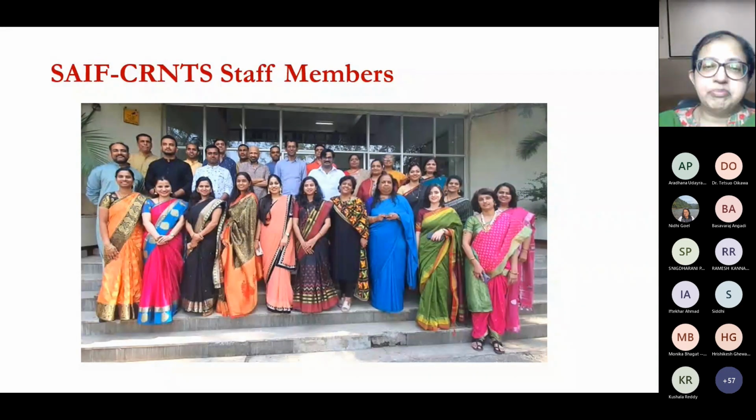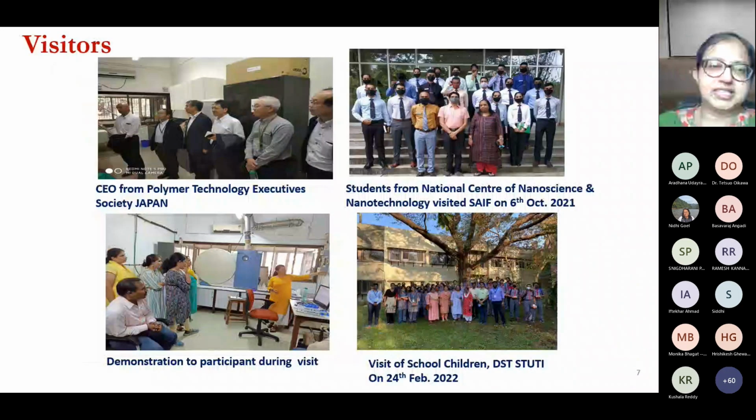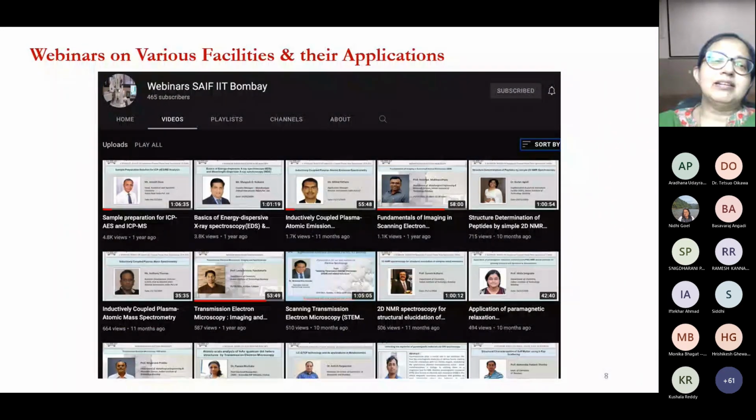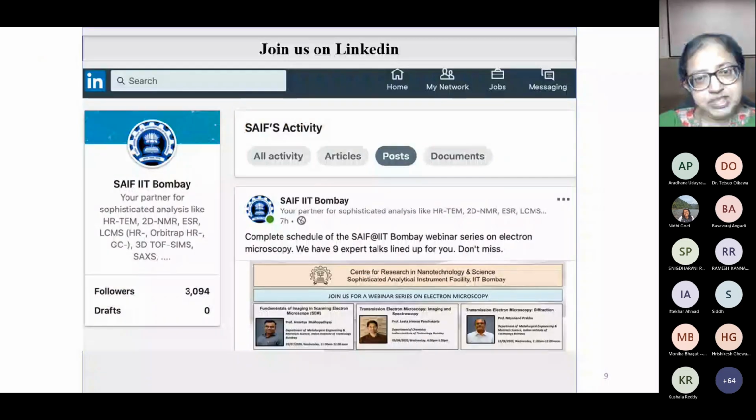And these are our staff members of SAIF and CRNTS who keep the analytical instruments in good functional condition and also analyze the samples together with the help of student TAs who volunteer their services in SAIF CRNTS. We also get a large number of visitors, as you can see, from different places from time to time. And we hold webinars from time to time, and these are also uploaded in the YouTube channel of SAIF IIT Bombay. And we also have a LinkedIn page.